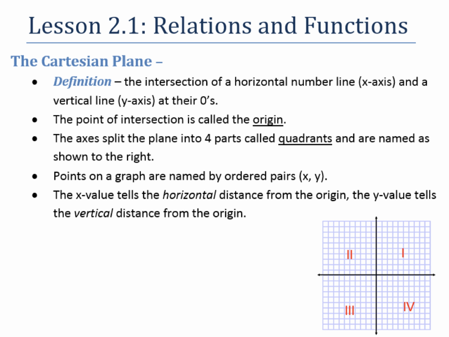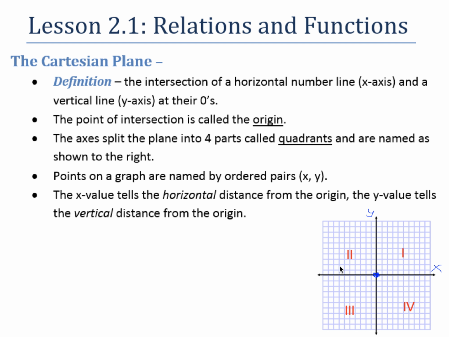So the first thing is the Cartesian plane. Sometimes we just call it a graph, but the proper name is the Cartesian plane, and that is the intersection of a horizontal number line. So here's your horizontal number line, which is your x-axis, and the y-axis is a vertical number line. Where they intersect is called the origin, and the axes split the plane into four parts. Here's your first quadrant, and then you go counterclockwise, so second, third, and fourth. So those are called quadrants.